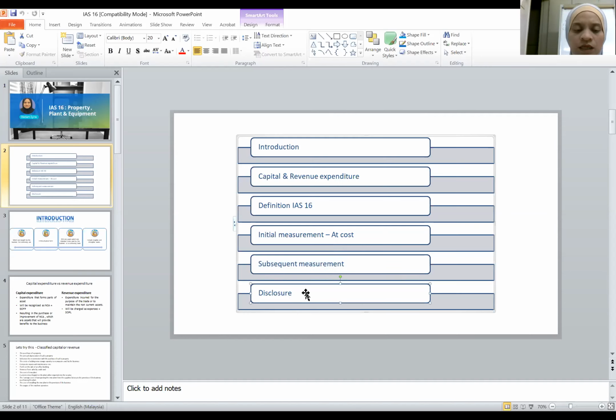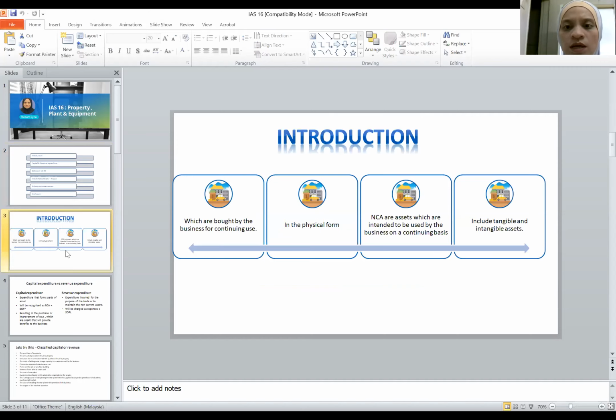What accounting standards are in your syllabus? IAS 16, 38, what else? IAS 2, inventory. For all the accounting standards in your syllabus, you must know the disclosure. Disclosure can also be tested in your CBE exam. So the first one is introduction.